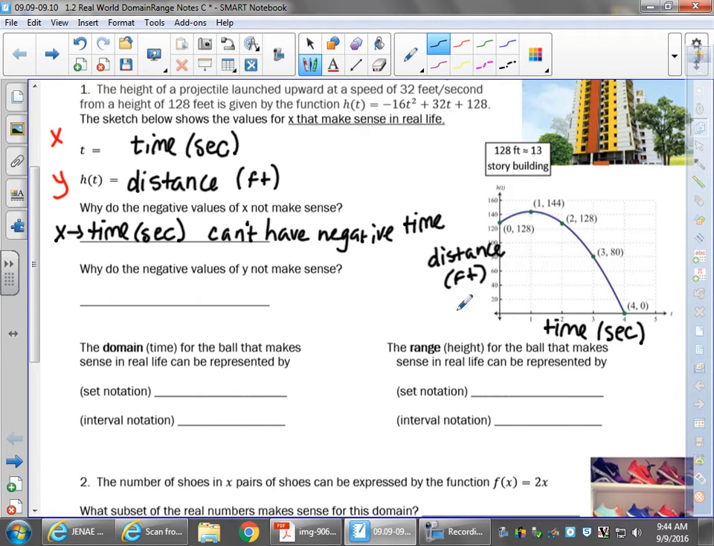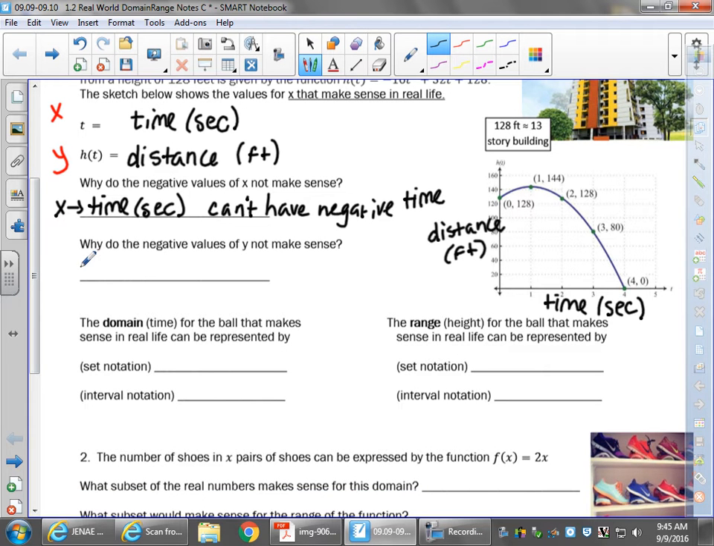And if we look at the graph, do you see any piece of the graph over here where the negative x values are? You see any graph? No, there's no graph here. Now let's figure out why do the negative values of y not make sense. What did y represent again? Distance in feet. Can we have negative feet? No, well, if something was underground, can something be underground? Yes.